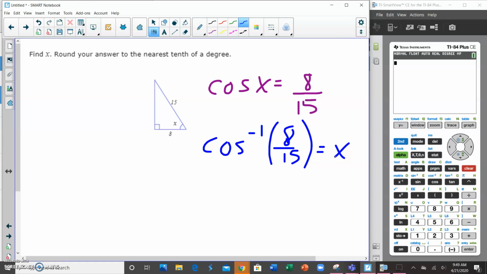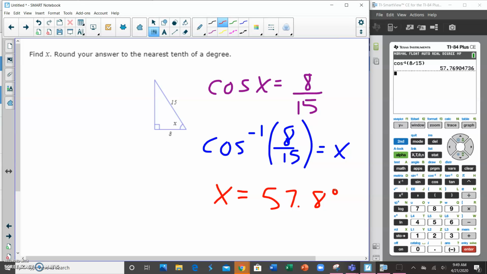Okay, so then I go to my calculator, and I need inverse cosine, which is above the cosine button. So second inverse cosine of 8 divided by 15, and then hit enter, and I'm going to get my answer. x is equal to 57.8 degrees. They're not always in the 50s. These just worked out to be that way.